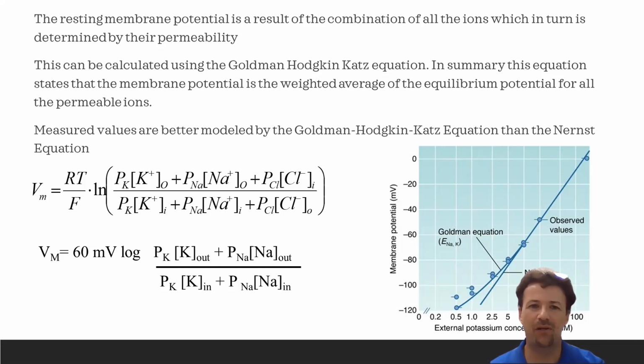When you actually do experiments, you find that the Goldman-Hodgkin-Katz equation is the best equation for modeling real-world values. So even though the Nernst equation can tell us the equilibrium potential for one ion, in order to get the resting membrane potential for a cell, it's better to utilize the Goldman-Hodgkin-Katz equation. And the equation you see at the bottom is a simplified form of the Goldman-Hodgkin-Katz, at approximately 30-something degrees, focusing just on potassium and sodium.